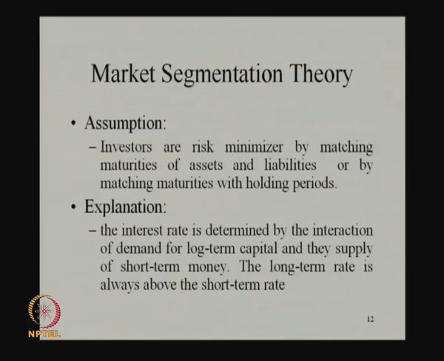Then we have another theory, which we call the market segmentation theory. What do we mean by the market segmentation theory? Here the investors minimize risk by matching maturities of assets and liabilities, or by matching maturities with holding periods. What exactly does it mean? Whenever we decide on the basis of our requirement, on the basis of the objective, what does the investor do? The investor decides the investment, investing in certain bonds on the basis of their objective or requirements.